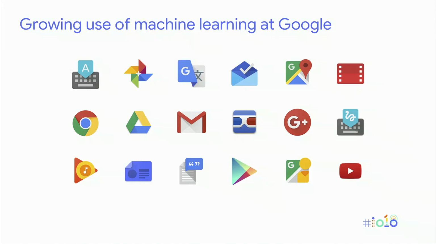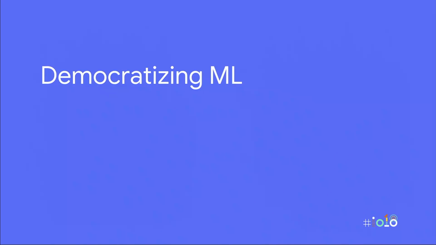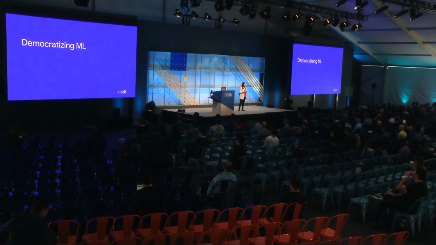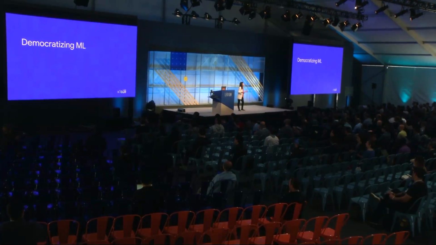But if we fast forward to today, we can see that just in the last 5 or 10 years, the number of products at Google that are using machine learning has grown dramatically. And at Google, we want to put machine learning into the hands of any developer and data scientist with a computer and a machine learning problem that they want to solve. And that's all of you. We don't think machine learning should be something only for experts.